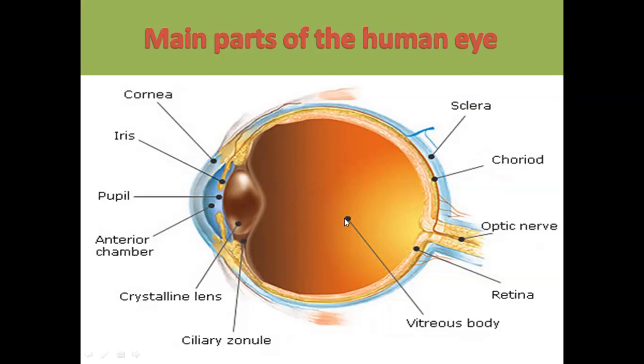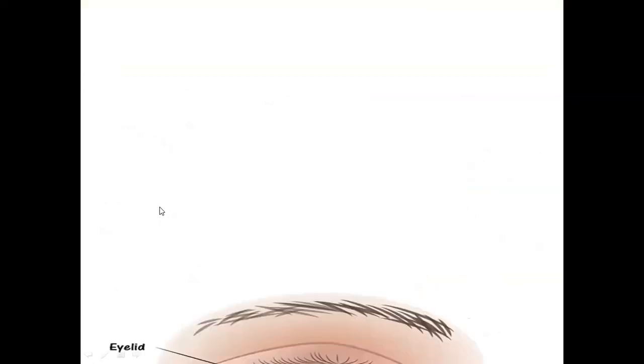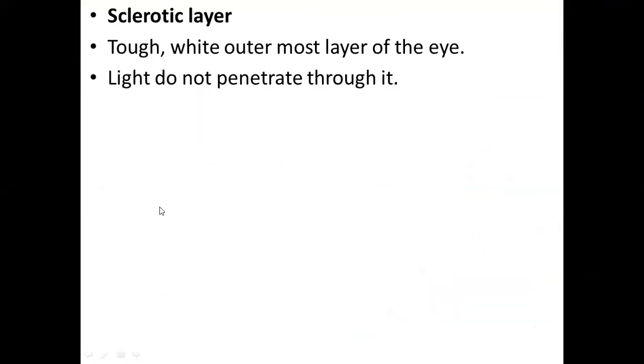And vitreous body, we say vitreous humor, because this consists of jelly-like substance. And here this is called aqueous humor because it consists of jelly-like substance in between the lens and the cornea. Now we are going to talk about different parts of the eye.